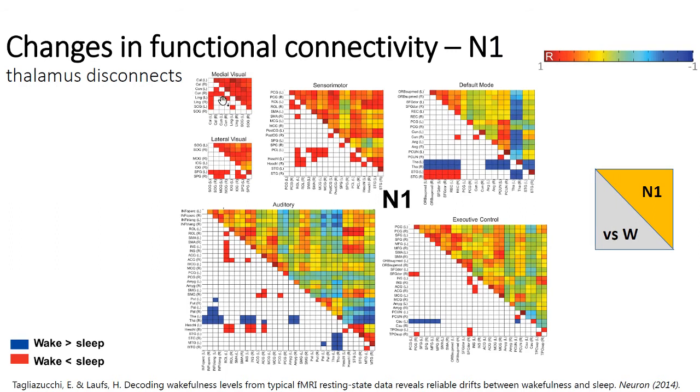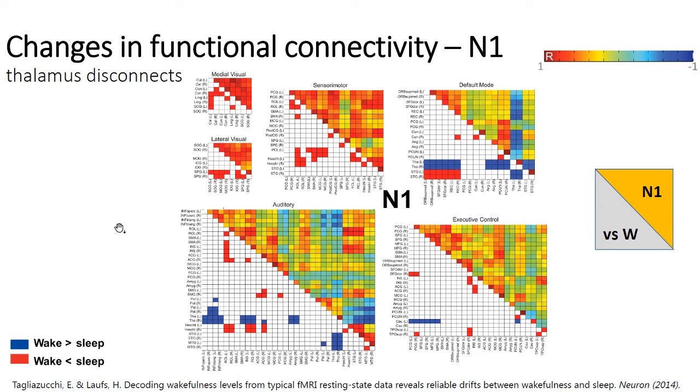So in this example, I'm looking at the connectivity at N1 sleep. What is above the diagonal here is simply the correlation, the functional connectivity between the pairs of regions in N1 sleep, and what is below the diagonal is a statistical comparison of N1 versus wakefulness. So blue means that connectivity decreased during sleep, and red means that the connectivity increased during sleep.